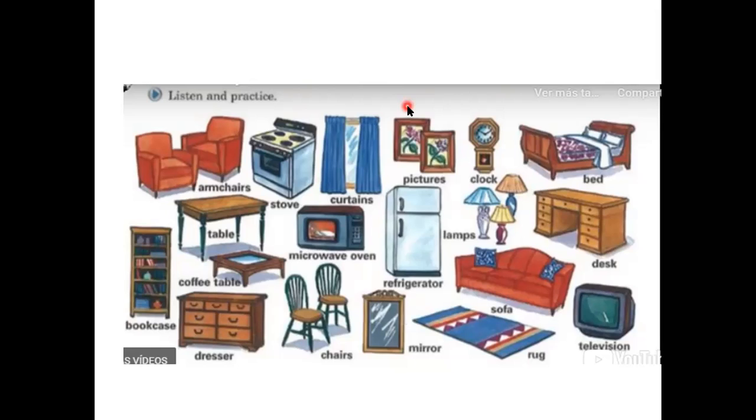Any other question? Yes? How do you say refrigerador in English? Oh, yeah. How do you pronounce it? You say refrigerator. Refrigerator. And you can also use the easy form and say fridge. Alguna gente solo dice fridge. Fridge.